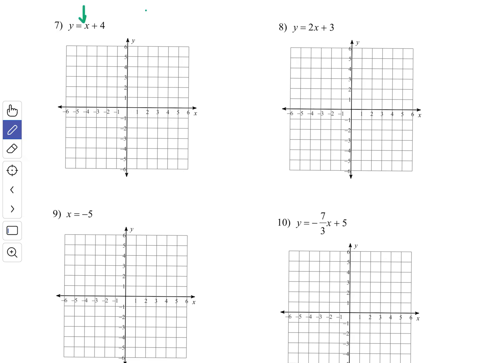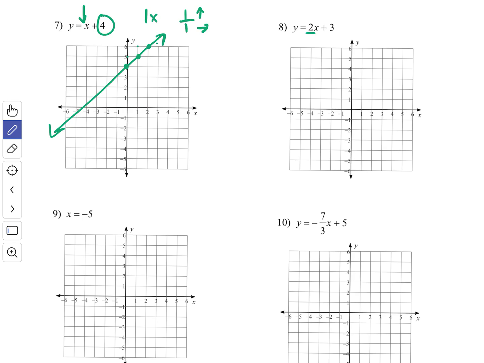Now, if there's no number in front, think of it as like a 1x because of that multiplicative identity property of 1. It says we can put a 1 there. So for a slope, it'd be like 1 over 1. So up 1 to the right 1. Starting at 4, I go up 1 to the right 1, up 1 to the right 1. It's enough, and I can draw my line.